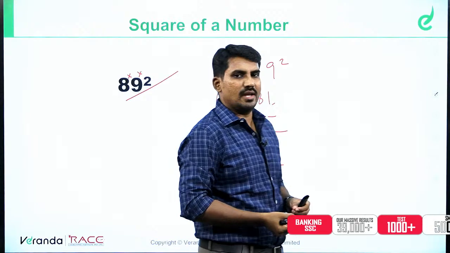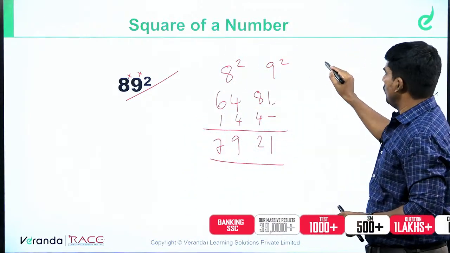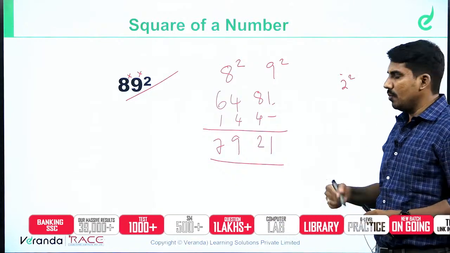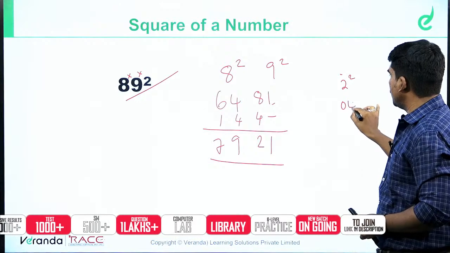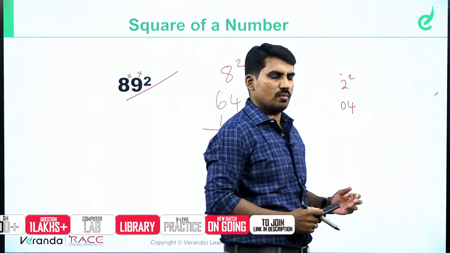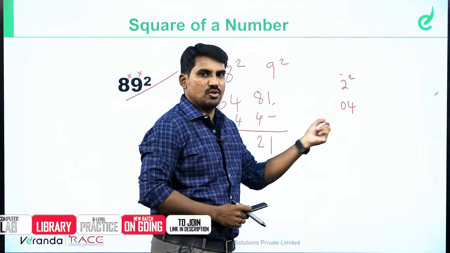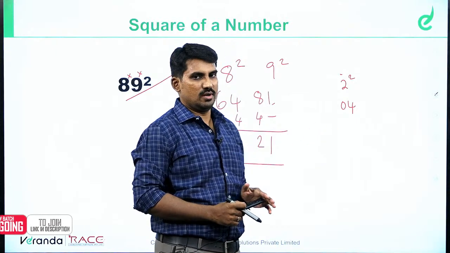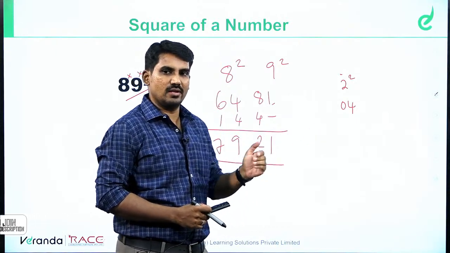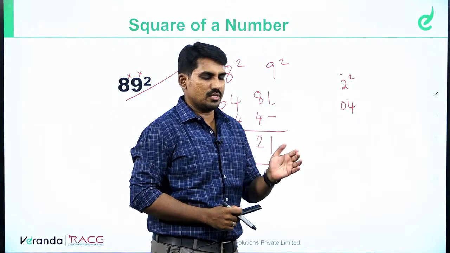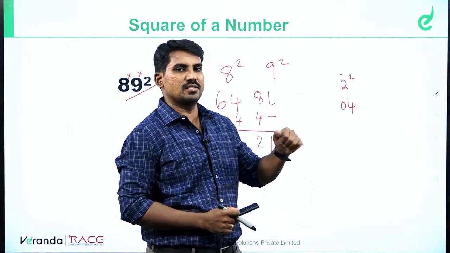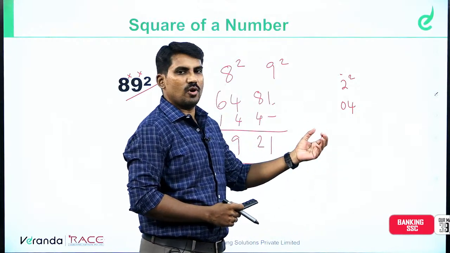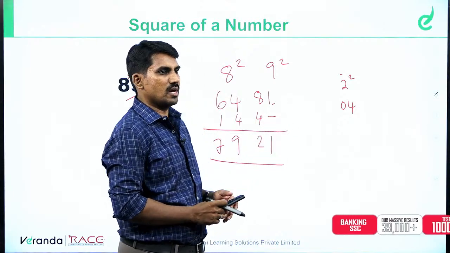Now in case we get a single-digit square, for example 2 square. 2 square is what? 2 square is 4, but always write it as a 2-digit number, 04. 1 square is what? 1. For this shortcut, we have to write it as 01. 3 square is what? 9. In this shortcut, we have to write it as 09. From 4 onwards, we will have a 2-digit number. 4 square is what? 16.